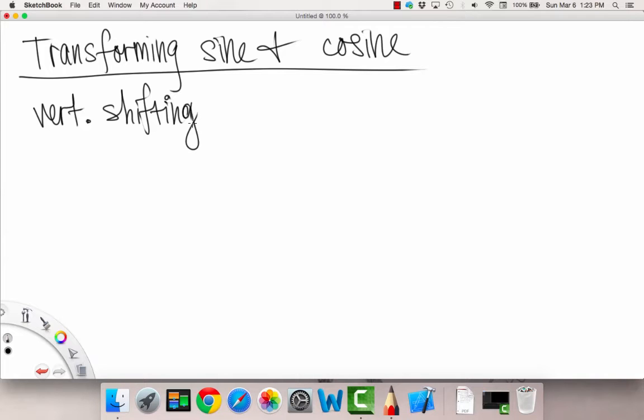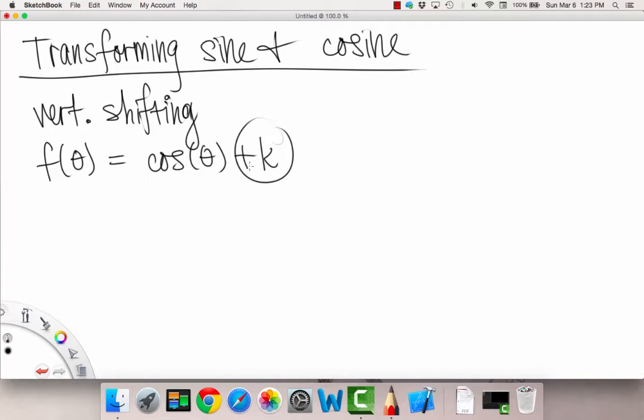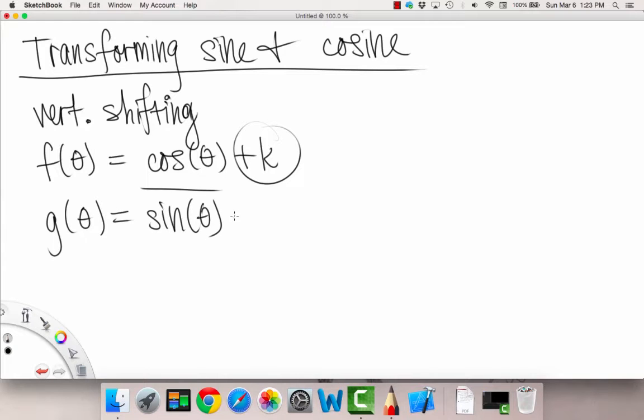Because you just add something or subtract something from your function, and then you just add or subtract that same value from your outputs. Okay, so an example of this would be something like f of theta is equal to cosine of theta plus k. Okay, and this plus k is kind of just something tacked on to the end, and basically that just means you'll have your normal cosine graph, but it'll be moved up by a value of k. Alrighty? Also, we could have the exact same thing, but for sine instead. So we could have our normal sine graph and just move it up or down by a certain value k.